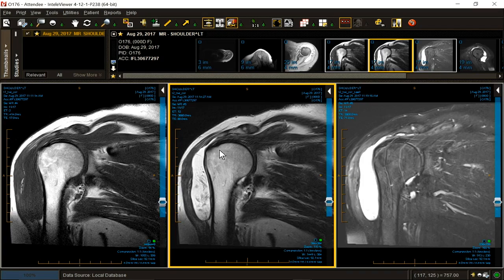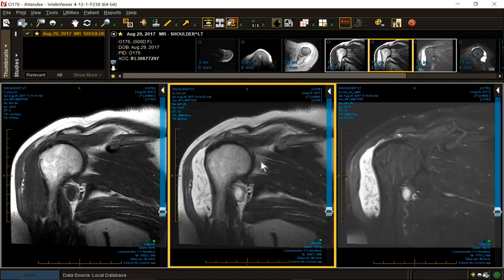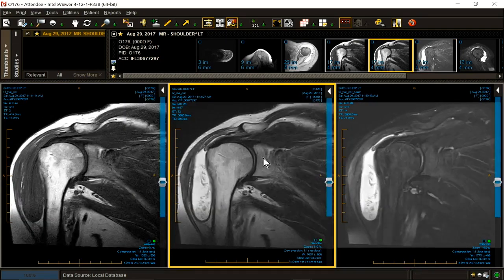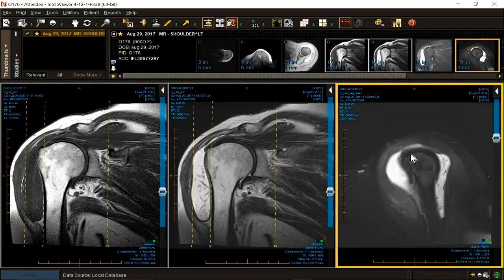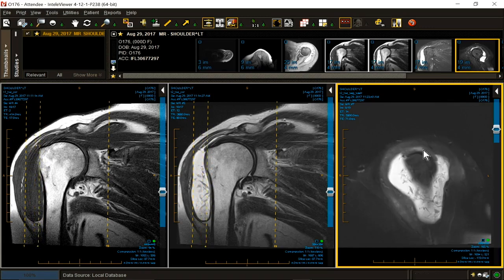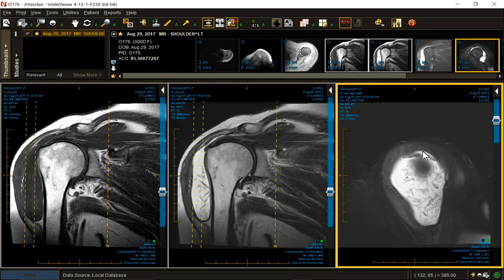T1 on the left, T2 in the middle, T2 fat suppression on the right. So two T2s, not a PD, T2. So flatten out your T2. I'm going to put up my sagittal. It's another T2, fat suppression, to look at the internal character of this bizarre collection.